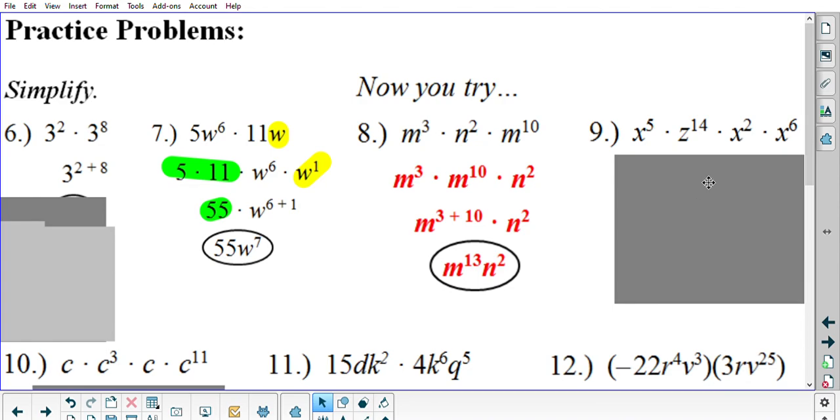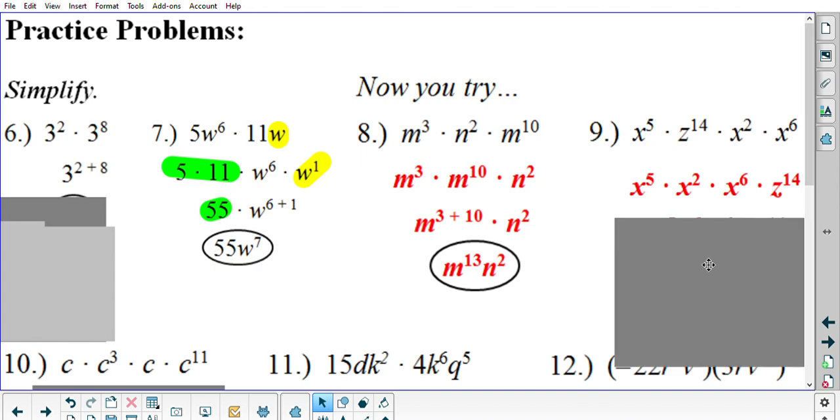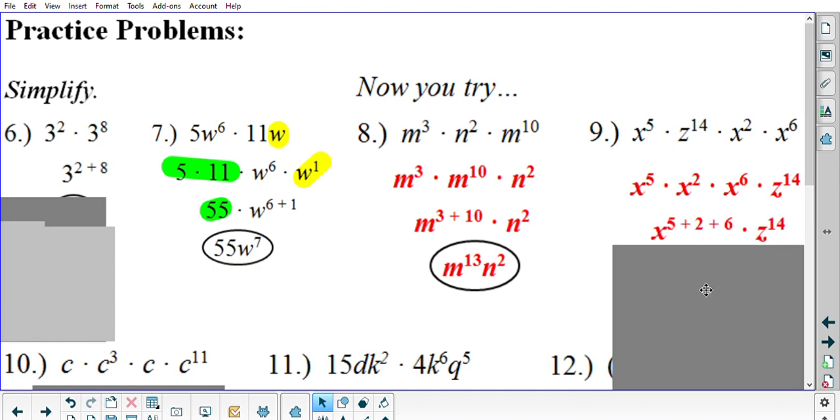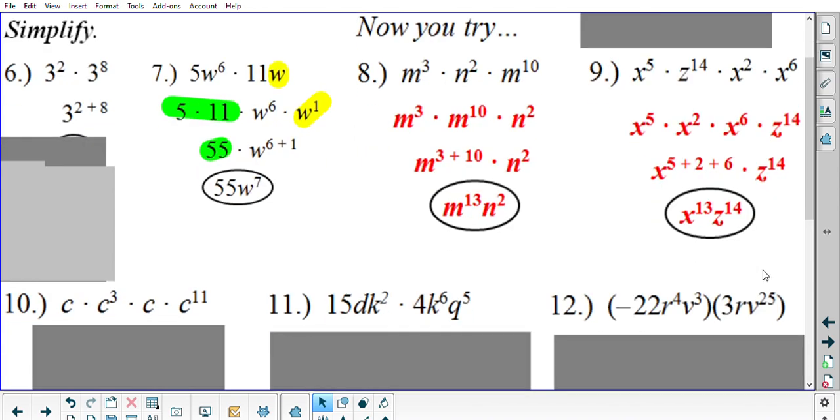Problem number 9. Again, use your commutative property to get all those x's next to each other. The z to the 14th power, I'm just going to put it over there on the right, using my commutative property. Now we can take the shortcut we learned, add the powers of the x, and the final answer is going to be x to the 13th times z to the 14th. I'm not sure why my z started looking kind of fancy here, but whatever, bear with me. There you go.